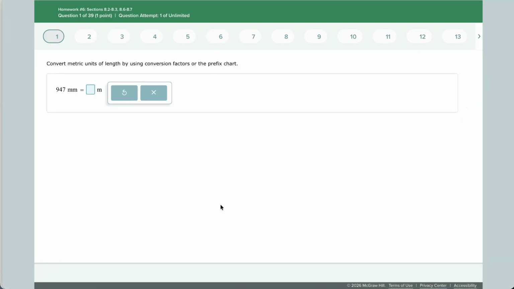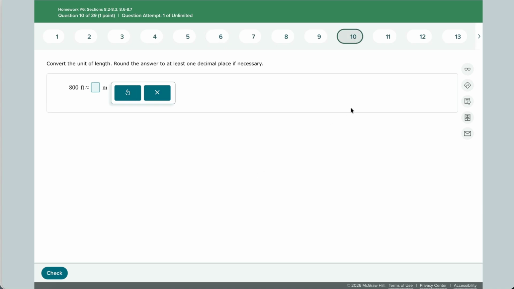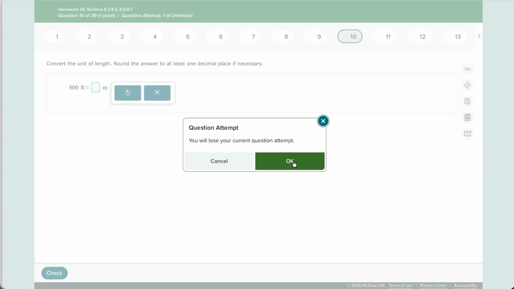We'll move on to something that's a little bit different. So we're going from 800 feet to meters. Okay, so let's look at the example. So let's look at the guided solution.